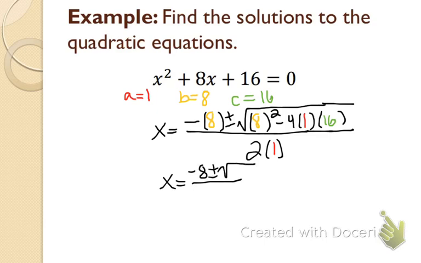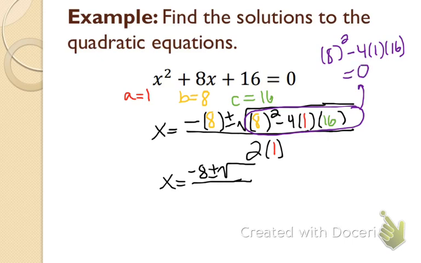So again, I'm going to take a moment and look into the future and already think, what kind of solutions am I going to end up with? 2 solutions, 1 solution, no real solution. So what I'm going to do is look at the discriminant, which is 8 squared minus 4 times 1 times 16. And I'm going to see what that gives me. So I get a value of 0. So my discriminant is exactly 0.